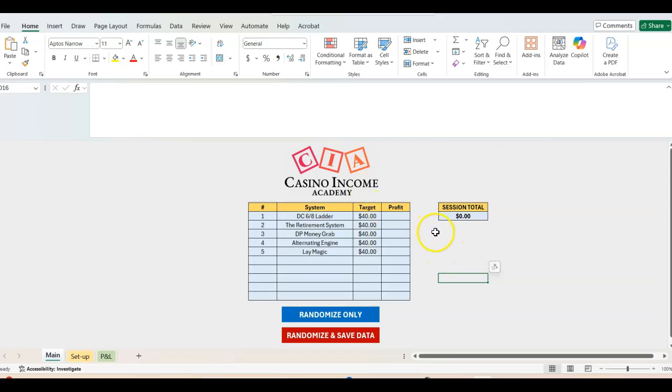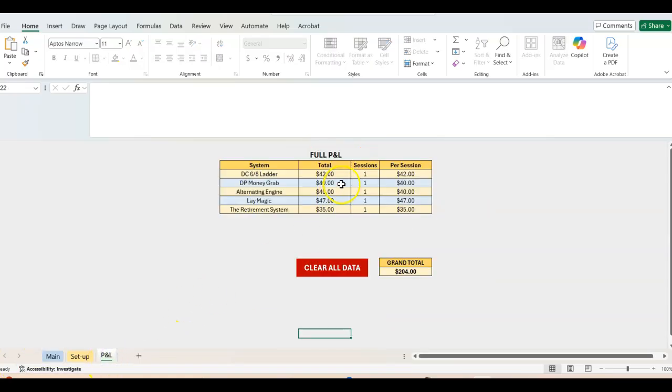You can use this for baccarat. You can use this for anything that you want, all right? And this is so easy to use. And now we go to our P&L. And now, if we play our second session and we randomize and save, it'll show you how many sessions were played with these, the total amount we made for each one of these, as well as the per session average, and the grand total. So this gives you all your information for your data for your business.